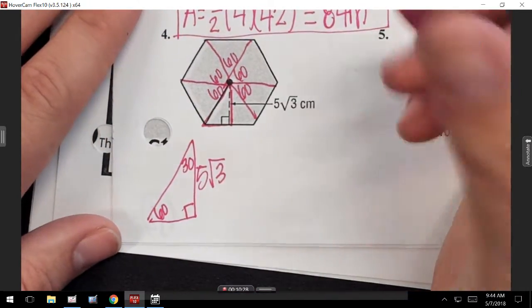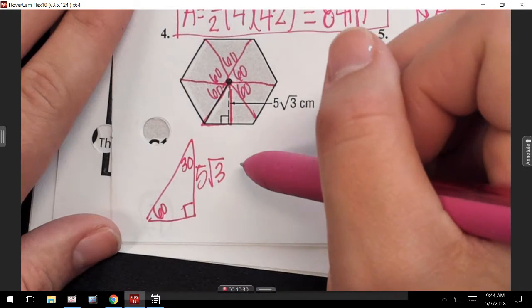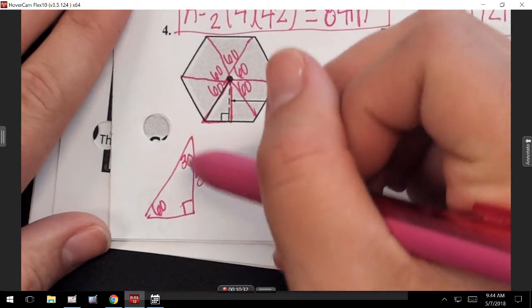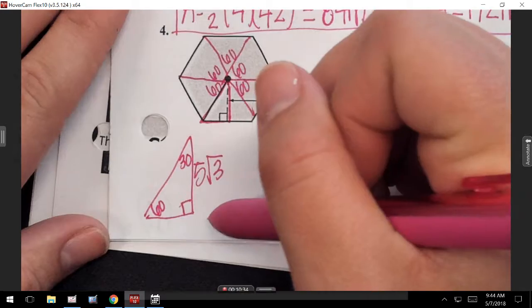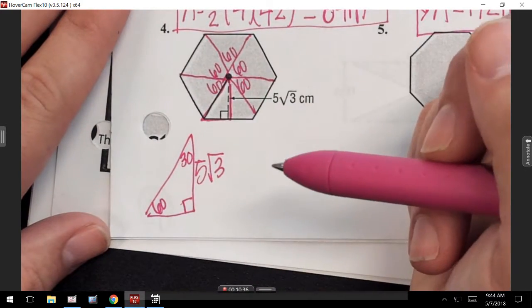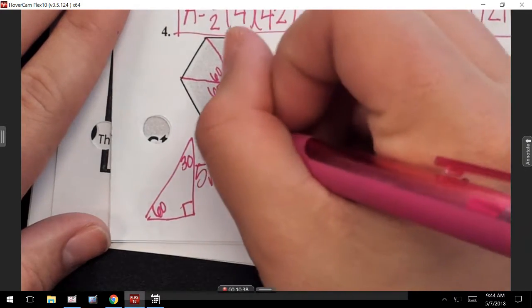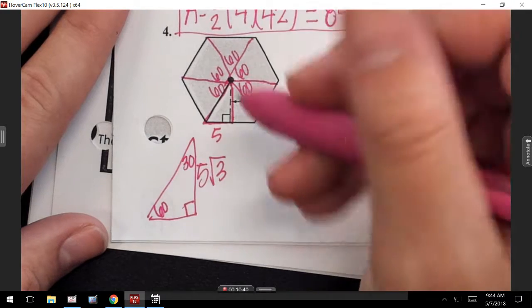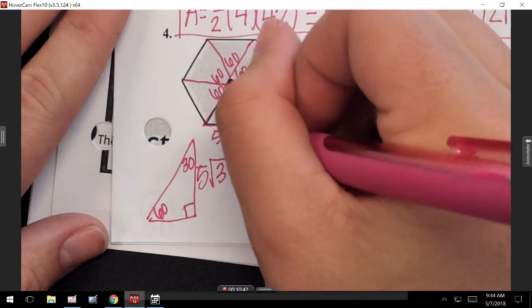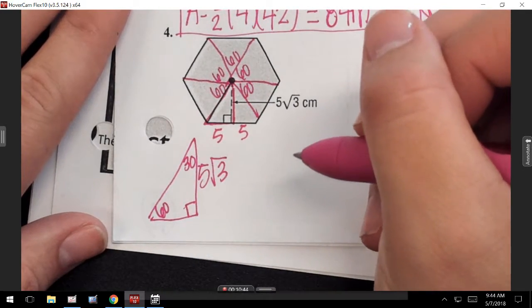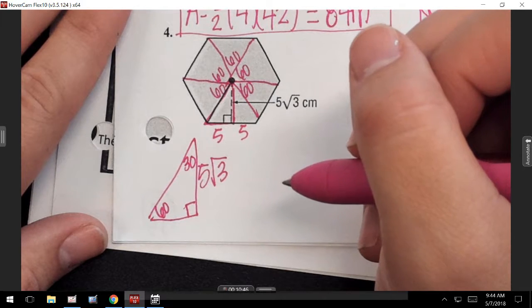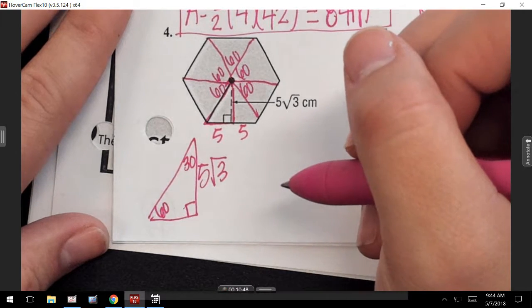Well, think about this. That's your long leg, right? 5 square root of 3 is across from your 60. So what's your short leg? 5. Which means this piece is 5. So what's this piece? Which together makes 10. Which makes your perimeter 60. You got everything you need.